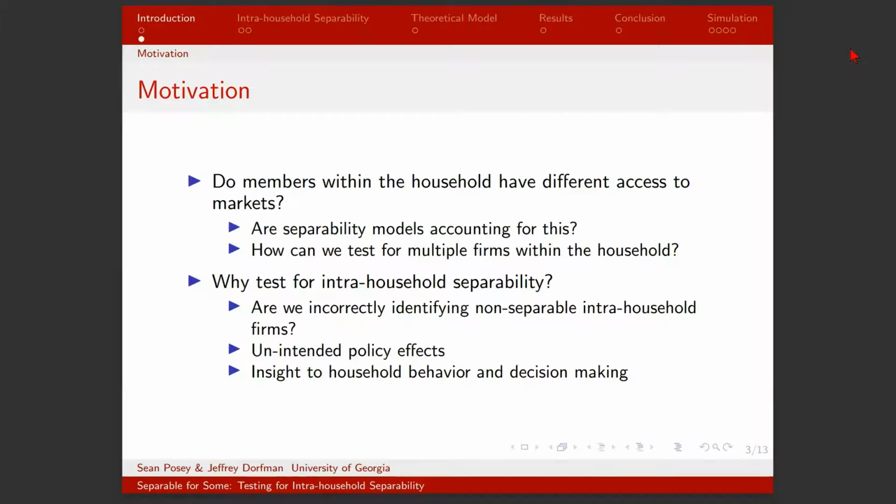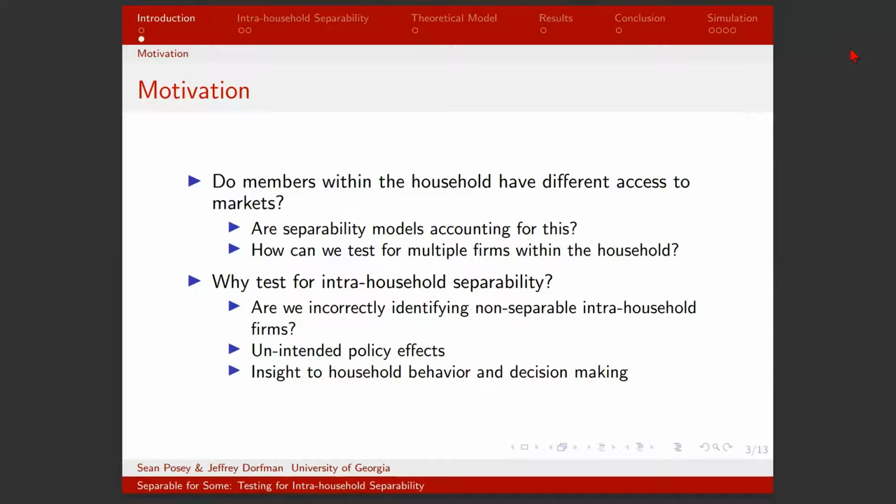All right, so why would we care about intra-household separability? The main one is the economic or econometric question. Are separability models actually detecting what is happening in the real world? Or are we using wrong assumptions about the household model itself? And how do we test for intra-household separability? How do we identify these firms? And what would we even be looking at?